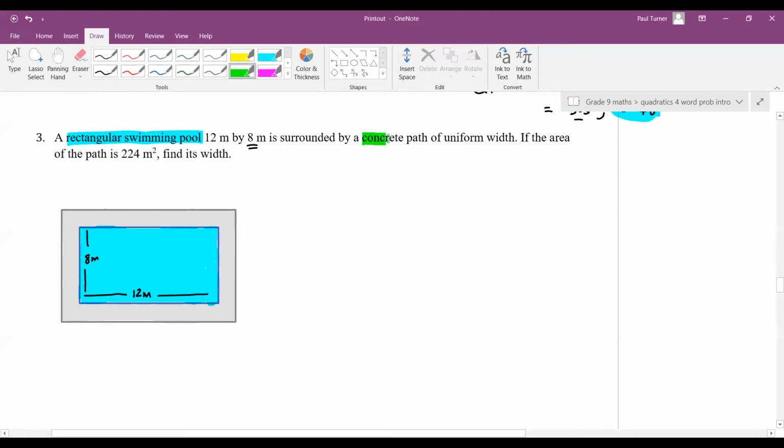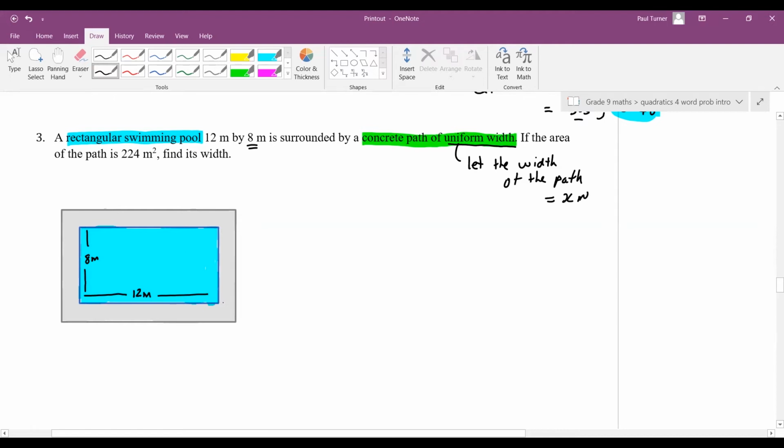So we have a concrete path of uniform width. Uniform means the width will stay the same around the swimming pool. So we can let the width of the path equal x meters. It says it's of uniform width, but it doesn't tell you how wide it is, does it? It just says it's a uniform width.